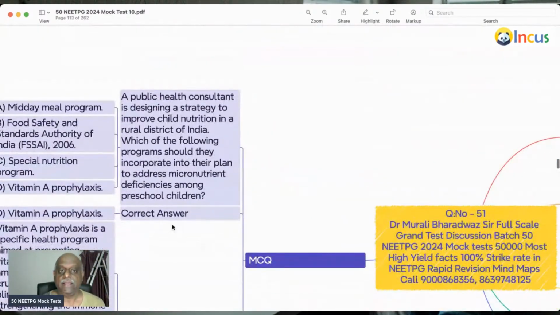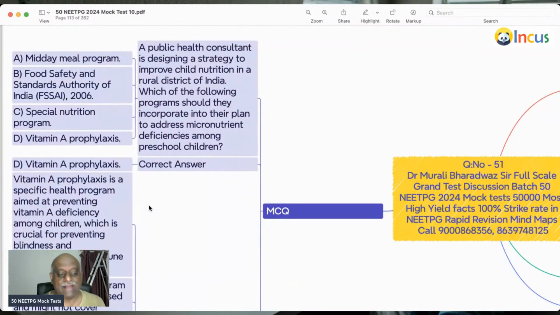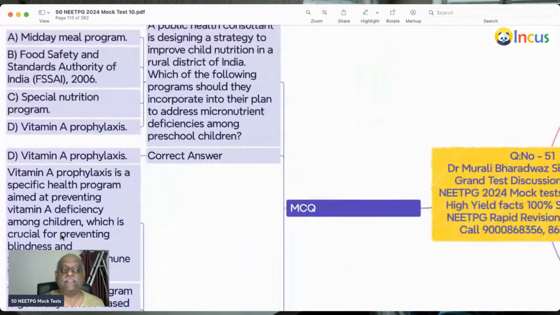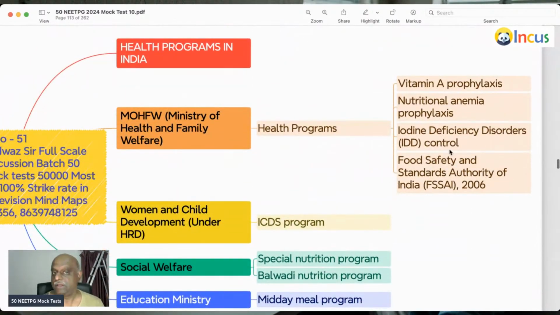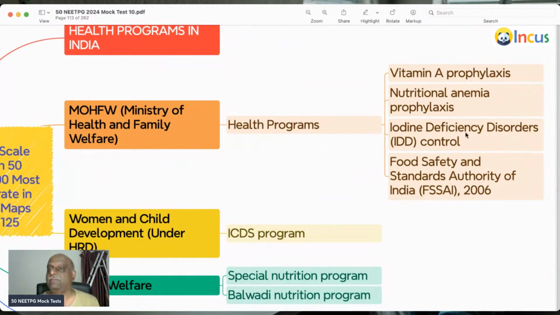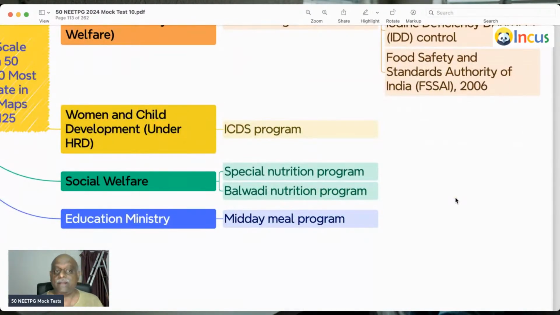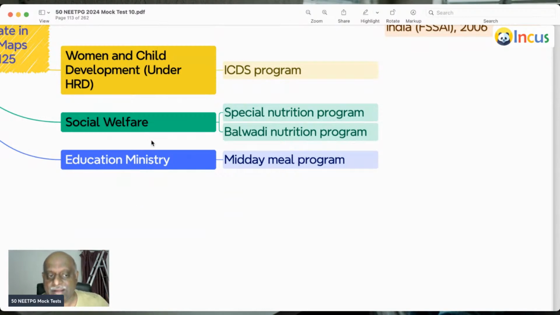Now, doctor, vitamin A prophylaxis is the specific health program aimed to prevent vitamin A deficiency. So you should know the Ministry of Health and Family Welfare, what are the programs under it: vitamin A prophylaxis, nutritional anemia prophylaxis, iron deficiency, Food Safety and Standards Authority of India. Women and Child Development under the Human Resource Development has ICDS. Under Social Welfare, under the department, the Special Nutrition Programme and the Balwadi Nutrition Programme.